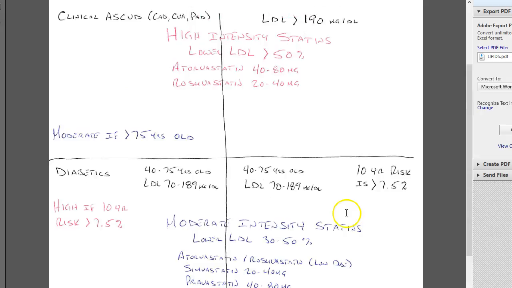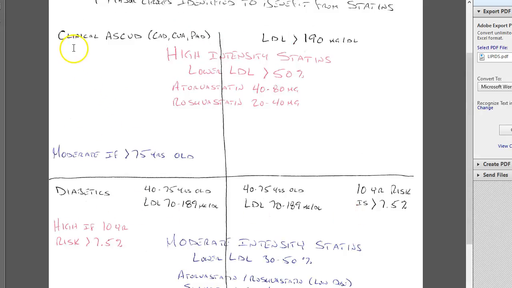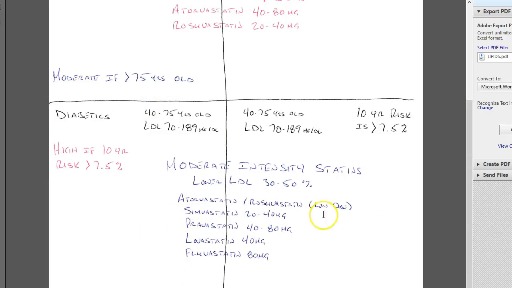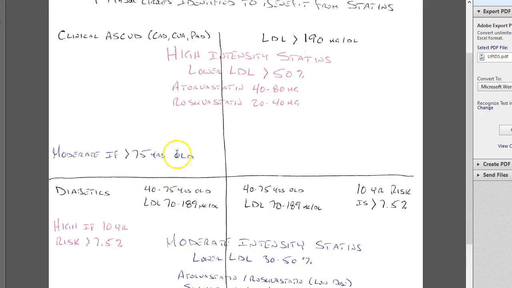Now keep in mind, if you look back up in box number 1, in our patients that have a diagnosis, they already have ASCVD. If they are over the age of 75, you don't hit them with the high intensity statins. You go with moderate, so you go from one of this list down here. And then also down here, our diabetics get moderate intensity statins. However, if their 10-year risk score is greater than 7.5, they get high intensity statins.